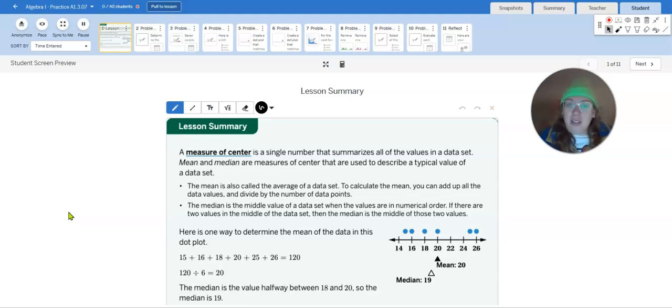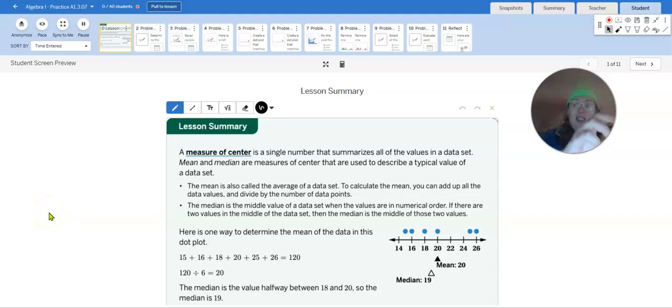A measure of center, as we talked about, is a single number that summarizes all of the data in the set. We have two measures of center that we look at: our mean and our median. They are typically used to describe a data set. The mean is the average, the median is our middle number.